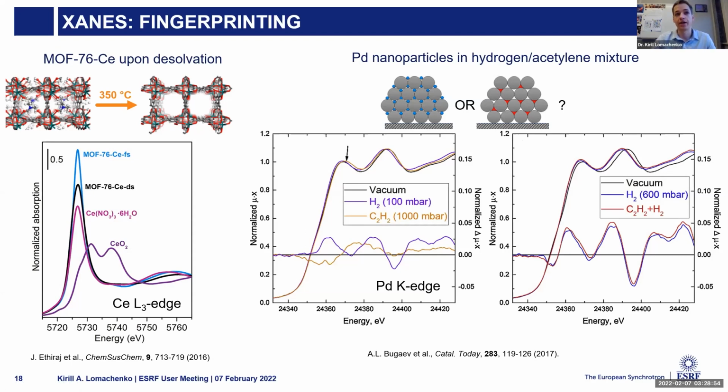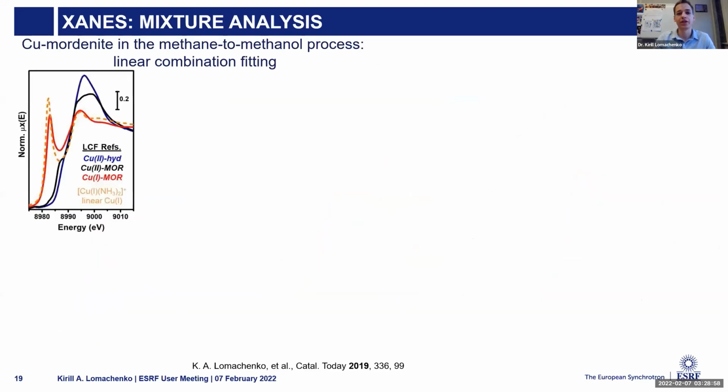And this approach can be used not only in a, let's say, single point, a single set of experimental conditions. It can be used to track the evolution of the speciation in your material during a particular chemical process. So in this case, this example is about copper zeolites, copper mordenite during the protocol of methane to methanol conversion.